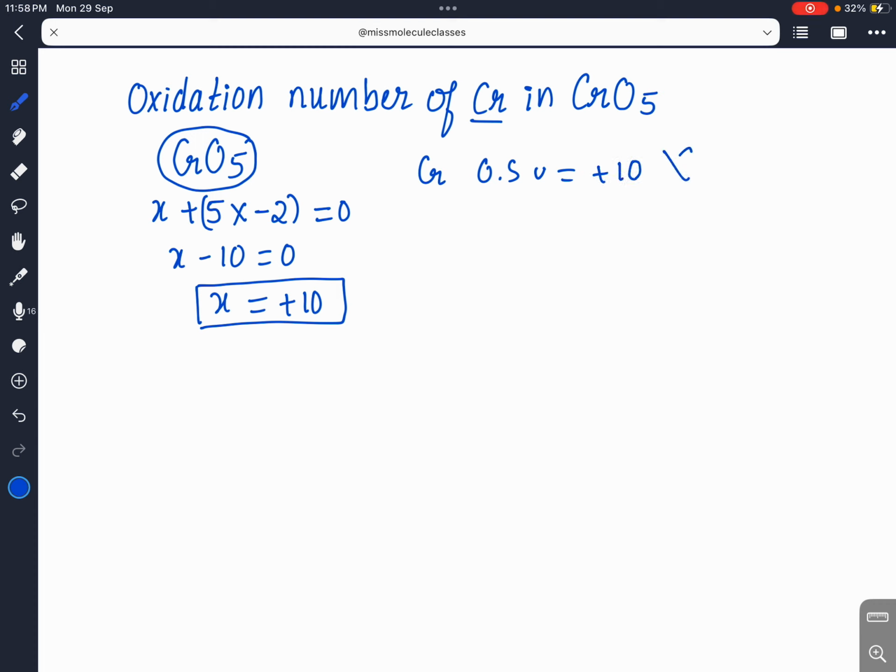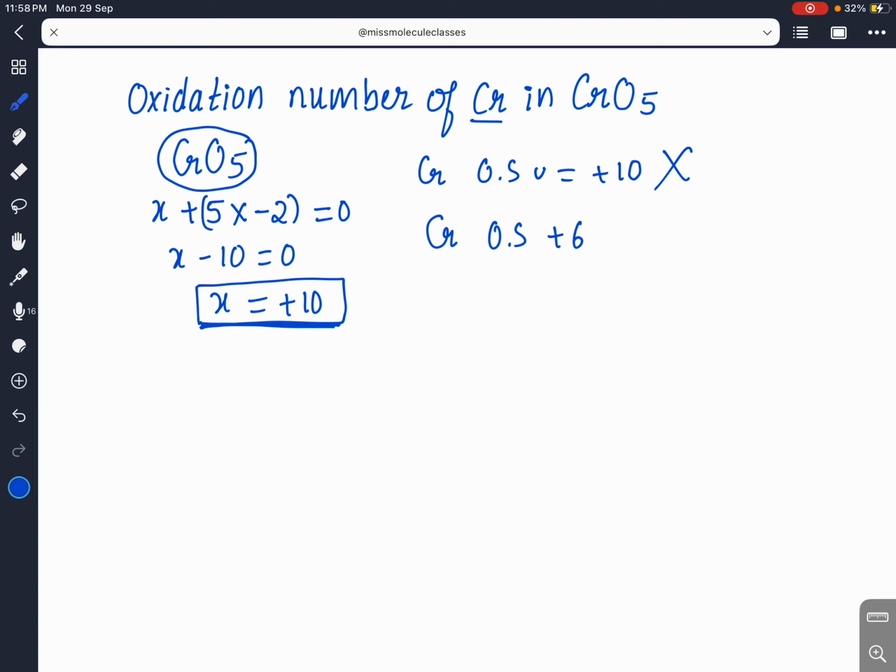This is never going to be possible, because the highest oxidation state for chromium in any compound should be +6. But in this example, we are getting a +10 oxidation state for chromium. Then that means there must be something wrong with this compound. No, there is nothing wrong.